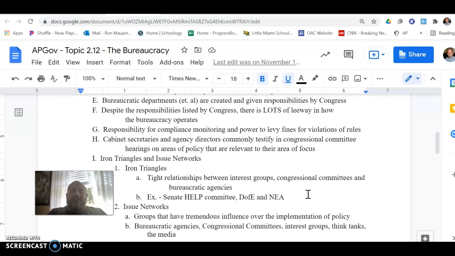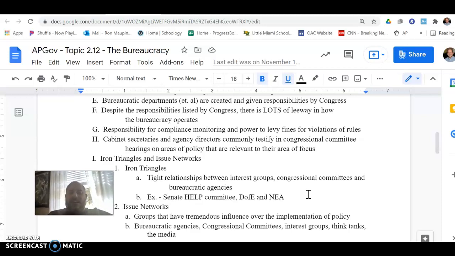If you are the Department of Education, you want broad funding and broad leeway of discretion from the Senate HELP Committee in terms of how much money they give you and how narrowly or how strictly, or explicitly, they write the legislation that might affect how you enforce it.